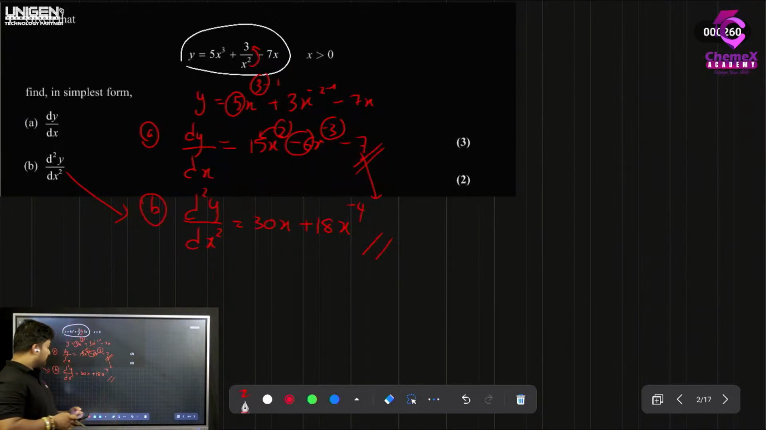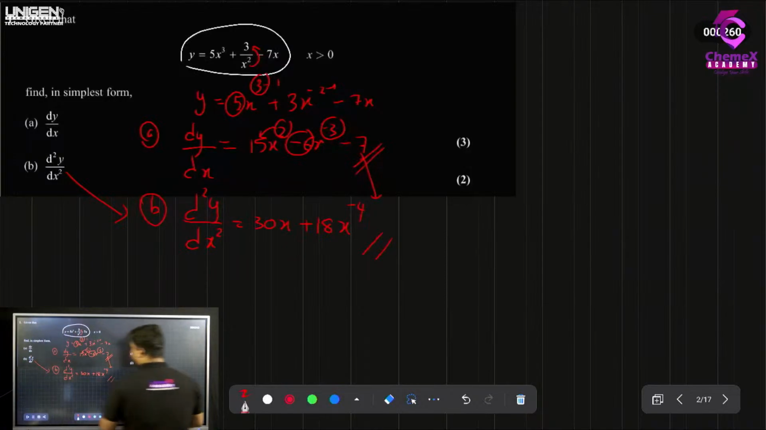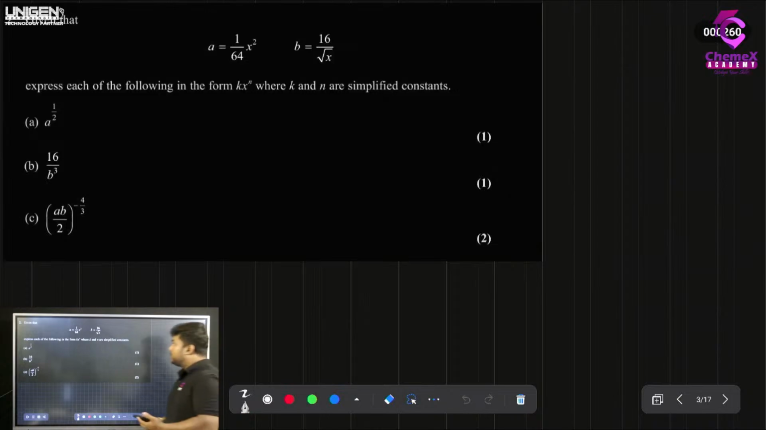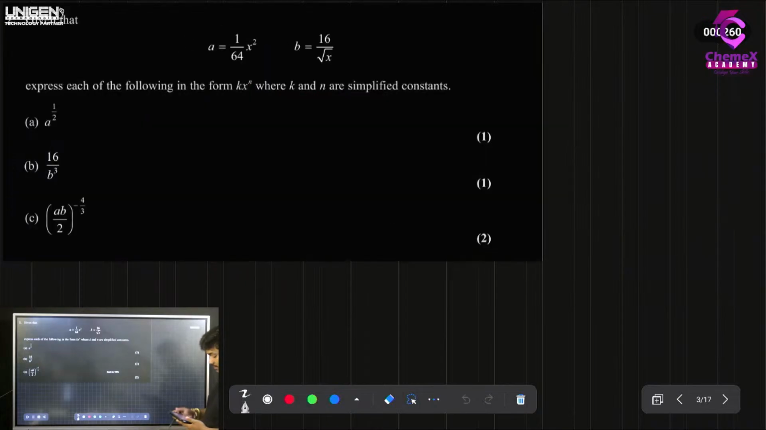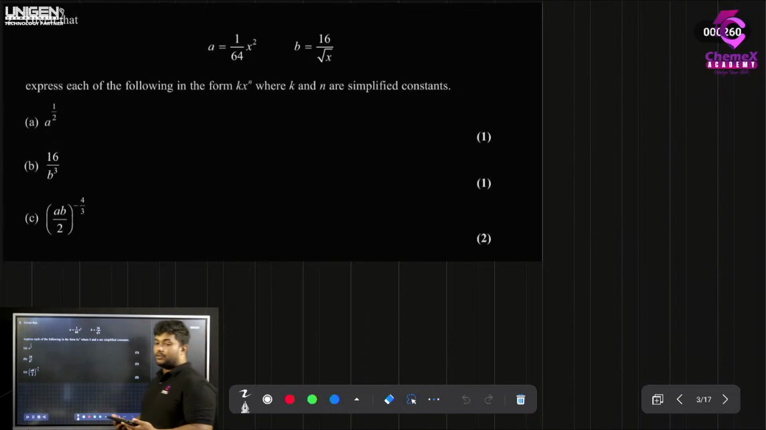No, sir. Alright, so let's move on to the next question. Question number 2 is asking: given that a is equal to 1 over 64x squared, b is equal to 16 over root x, express each of the following in the form kx to the power n, where k and n are simplified constants.